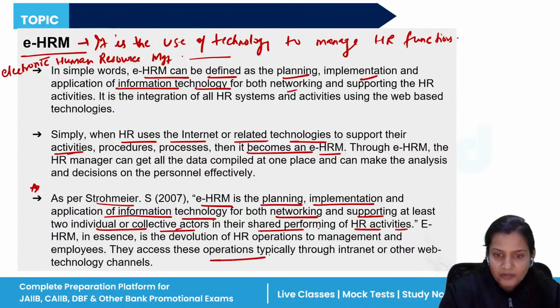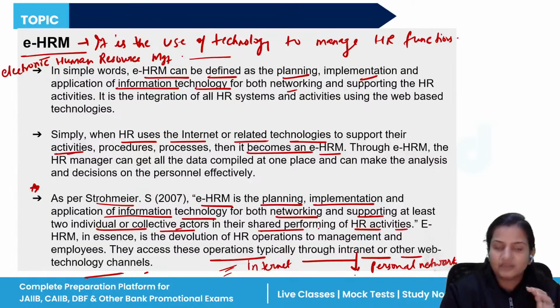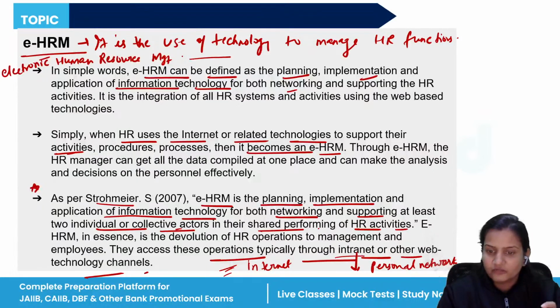So the operations typically go through intranet or other web technology channels. What is intranet? Suppose internet, there are two words. Internet means everyone can use it, and intranet means it is a personal network, like in your company or your bank only that network is being used. No outsider can come and use your network, they are not given access. It is intranet when your company gives only their members the use of the network.